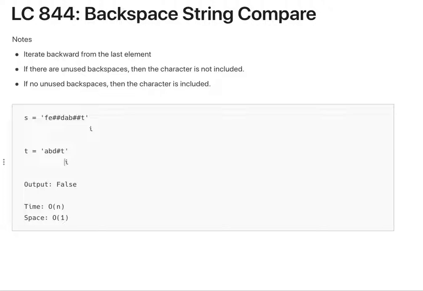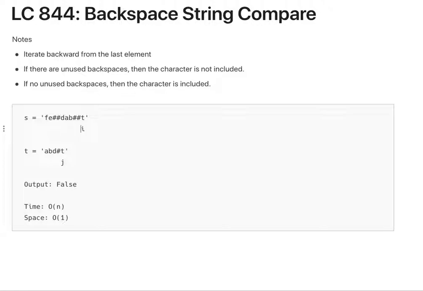So the trick here is we're going to move, let me just change these pointers to be different. We're going to start from the back, and the idea is that we can count the number of backspaces that we see. For example, here we encounter a backspace. This is a backspace. So there's two backspaces, which means these two characters will be deleted. They won't be included. So A and B are not included.